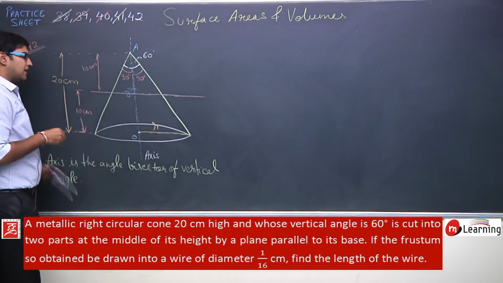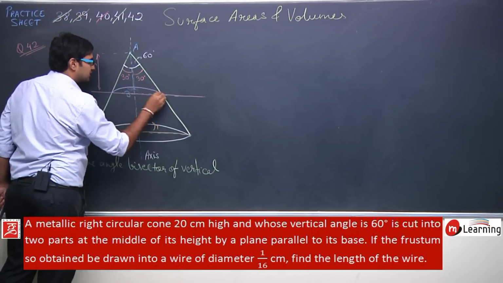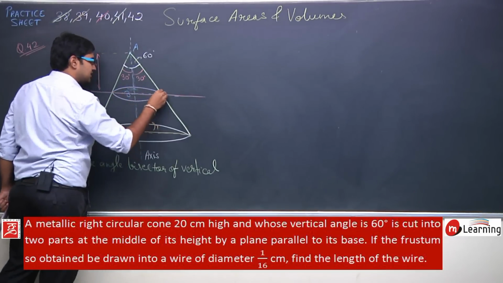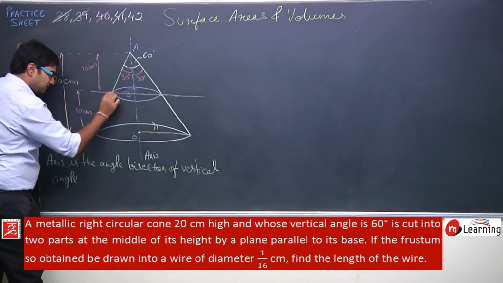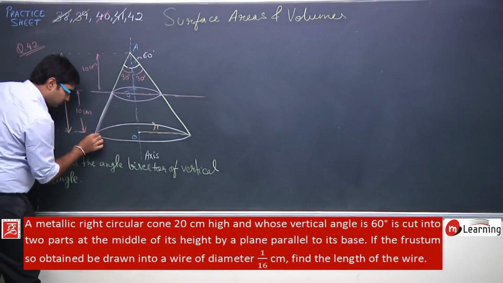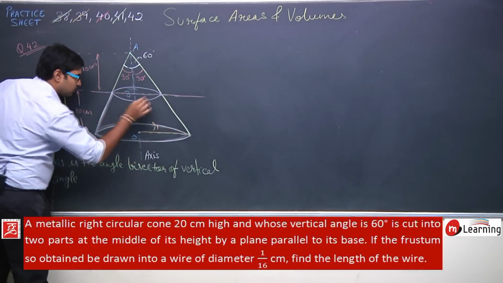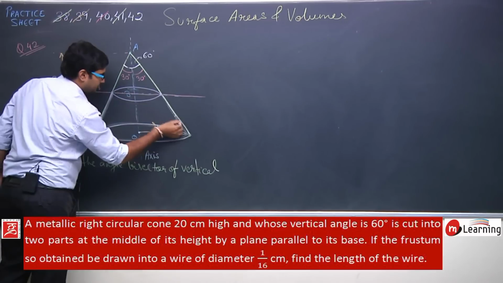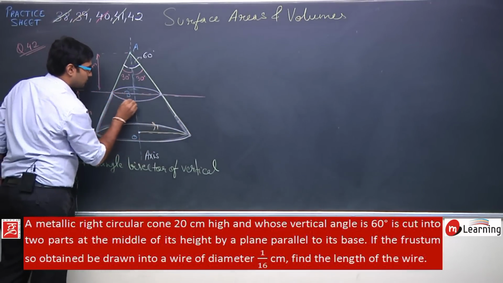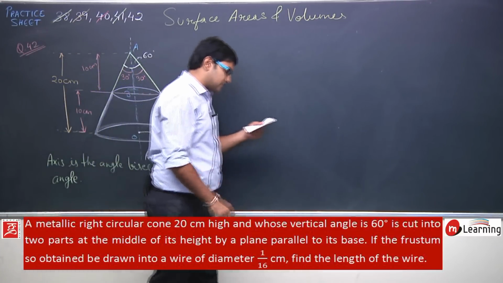So the new figure formed is a frustum, which is like this. If I join this, this is the top of the frustum and this represents the frustum. This is the frustum that I have. So this is a frustum. Now I have this frustum.